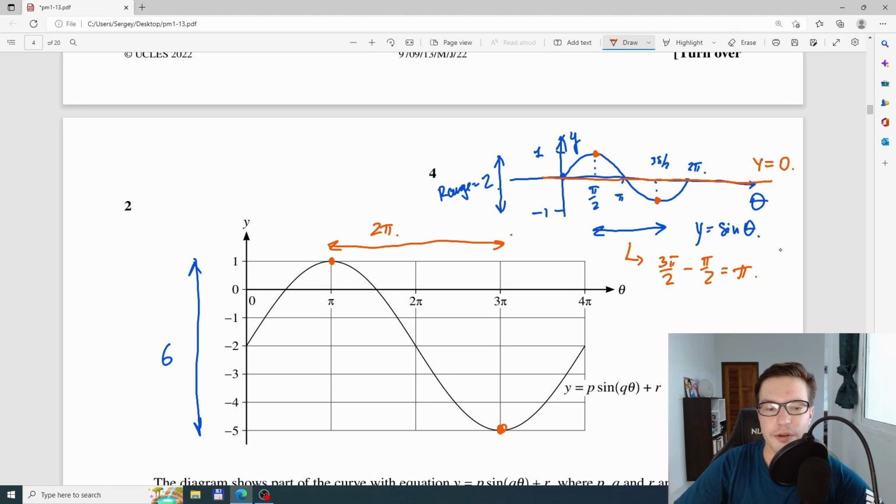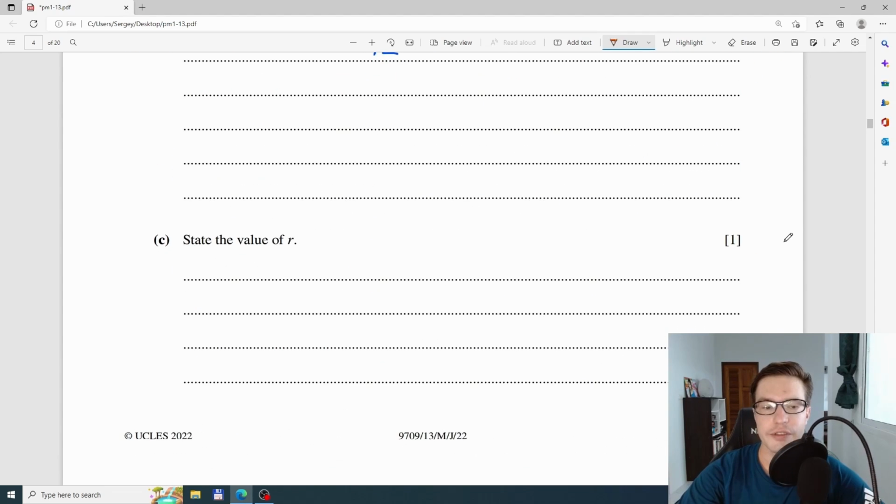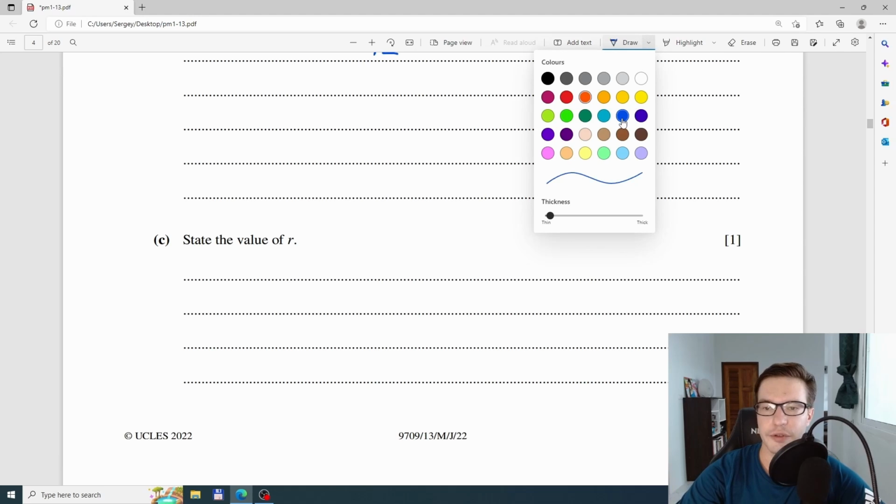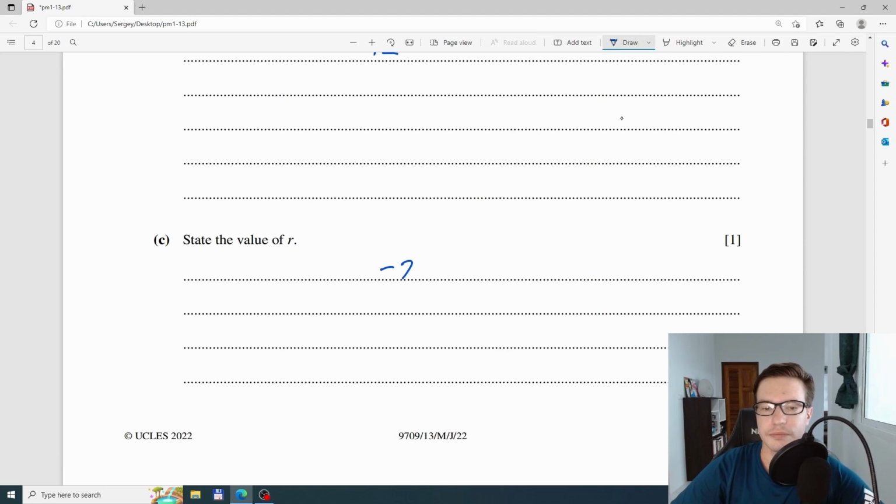Now, where's the center of this graph? It's here. Y equals to minus 2. So that means the graph was translated down by 2 units. That gives us the value of r as negative 2. Let's move on to the next one.